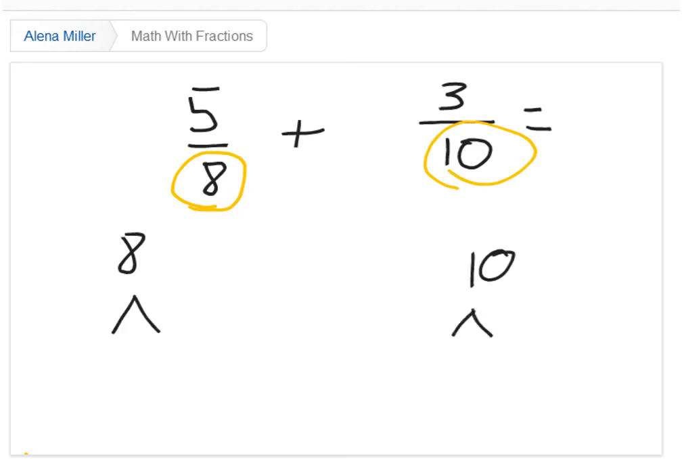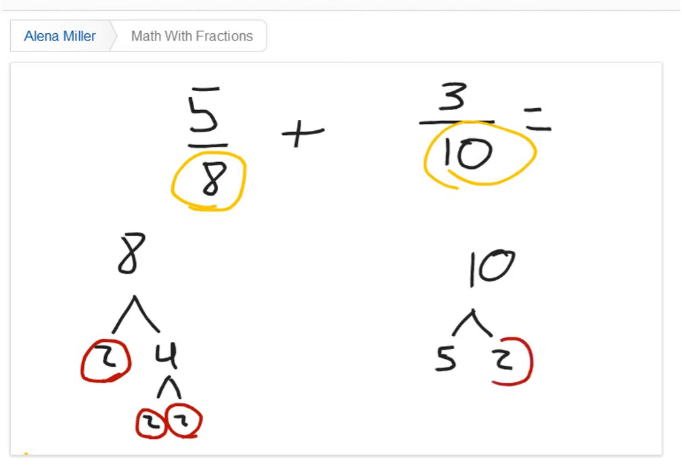It's called prime factorization. You have to find two numbers that you can multiply to get 8. For example, 2 and 4. 2 is a prime number, so circle it. 4 is not a prime number, so you have to keep going. What can you multiply to get 4? 2 and 2. Then you circle the 2's. 10 is 5 and 2, and they are both prime numbers, so you circle both of them.